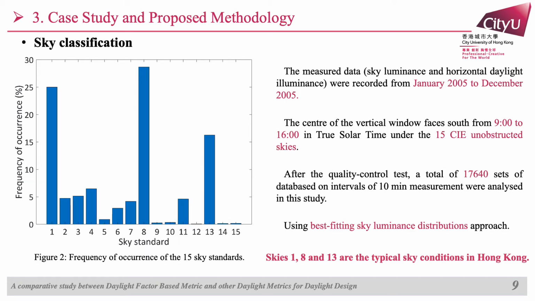Based on the measured sky luminance data, the best fitting sky luminance distribution approach is used for sky classification. This figure shows the results. The sky 1 to 5 are the overcast skies, the 6 to 10 are the intermediate skies, and 11 to 15 are the clear skies. We can see that the sky 1, 8, and 13 are the typical sky conditions in Hong Kong.